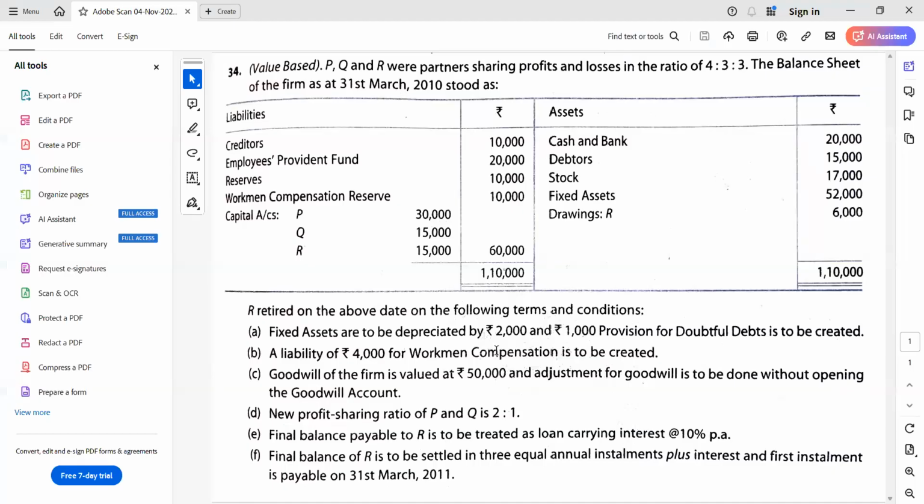Can you see the question? Yes, sir, I can see. Read it.